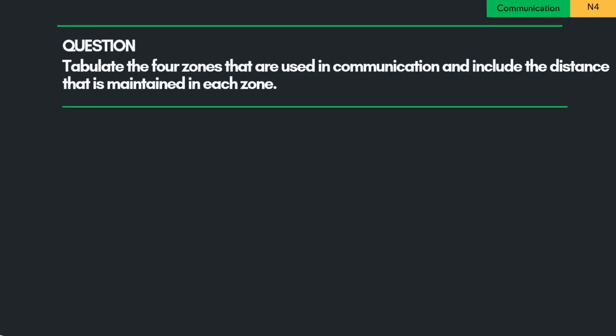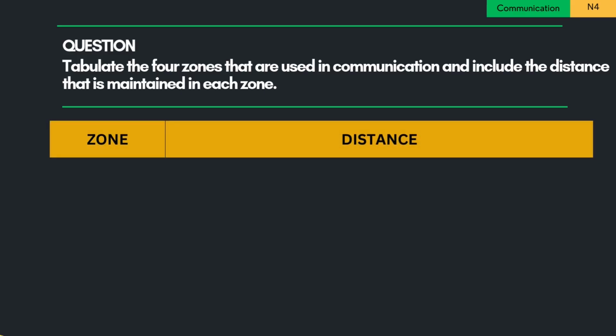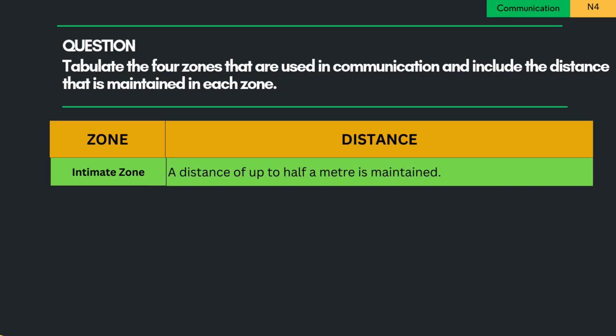Question. Tabulate the 4 zones that are used in communication and include the distance that is maintained in each zone. The 4 zones and their distance as used in communication are: 1. Intimate. A distance of up to half a meter is maintained in this zone. For example, a parent hugging their child for warmth and affection, or whispering to a partner in a private conversation.